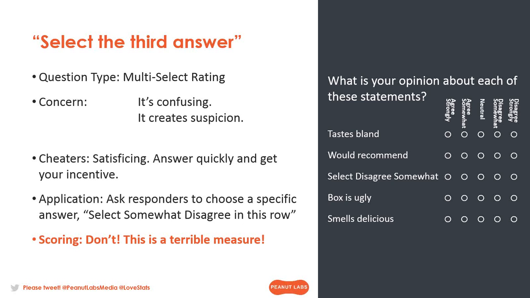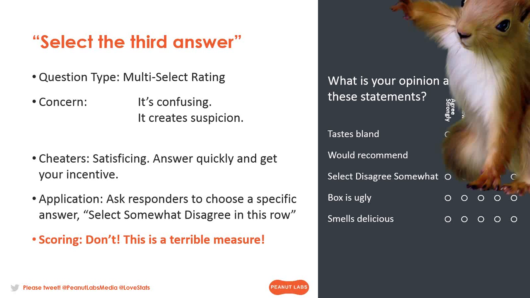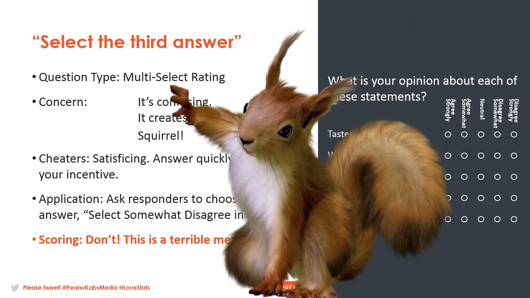Now when it comes to grid questions, you can also apply this very popular technique. You can ask people to choose a specific answer inside the grid. This, sadly, is a terrible question. We need to stop doing this now. Sure, it makes sense to researchers, but from a respondent's point of view, it is the equivalent of yelling out, "Squirrel!" It makes no sense.